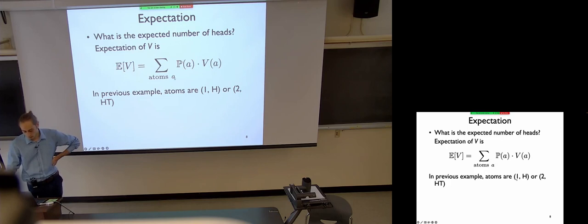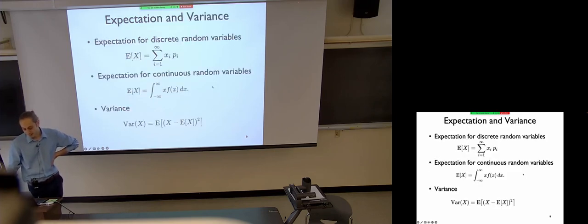Atoms, again, in the previous example were something like 1 or head, or 2 or head tails, for example. This is an atom, and we take the probability of this atom occurring, and we multiply by its value. I'll come back to an example in a second.